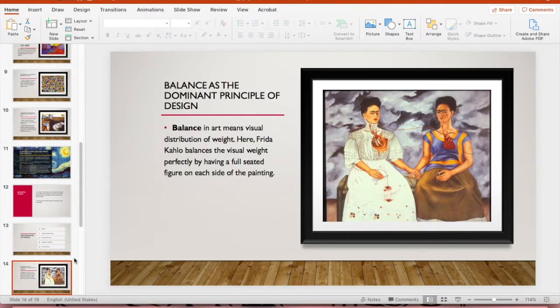So balance is the dominant principle of design. All right, so balance in art means visual distribution of weight. Here, Frida Kahlo balances the visual weight perfectly by having a full seated figure on each side of the painting. And I always want to think about what we would pair these with. So we talked about that a little when we were talking about the element of art. So in the principle of design, what would we pair balance with?